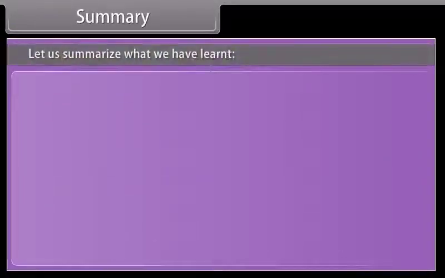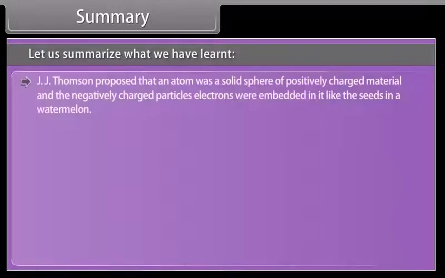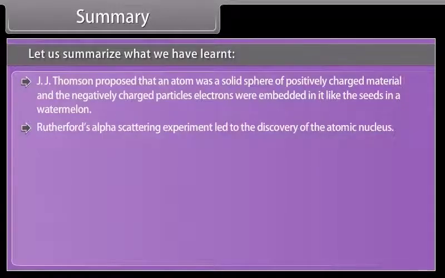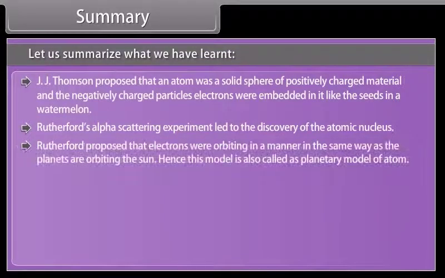Summary. Let us summarize what we have learned. J. J. Thomson proposed that an atom was a solid sphere of positively charged material and the negatively charged particles, electrons, were embedded in it like the seeds in a watermelon. Rutherford's alpha scattering experiment led to the discovery of the atomic nucleus. Rutherford proposed that electrons were orbiting in the same way as the planets orbit the Sun. Hence, this model is also called the planetary model of the atom.